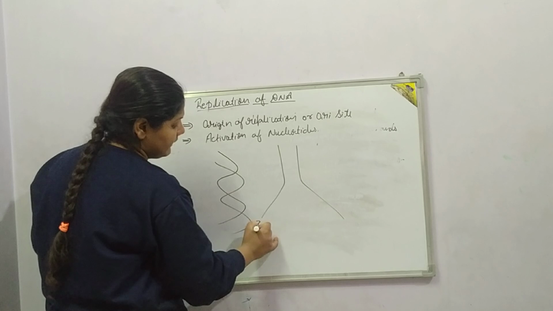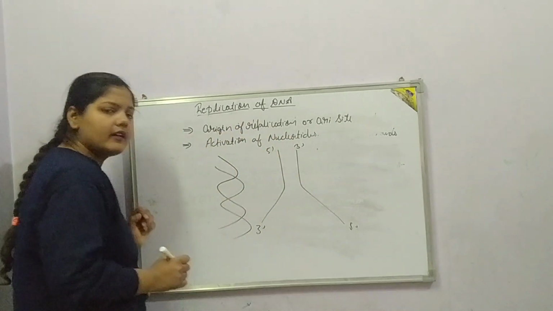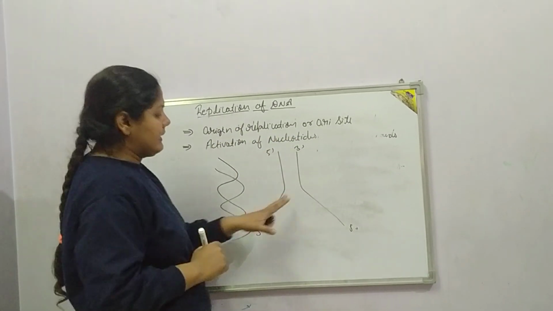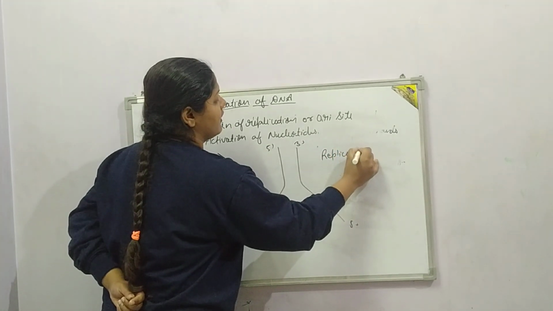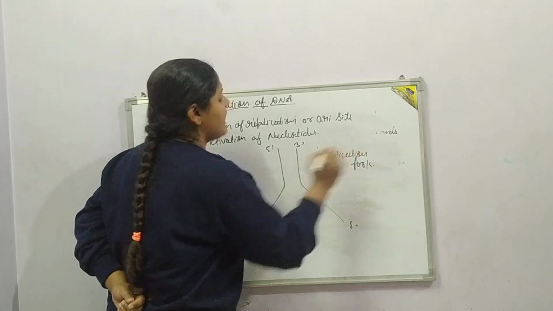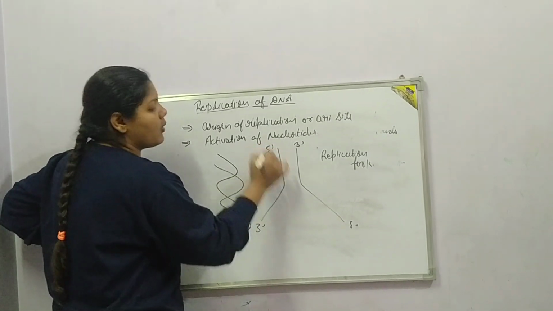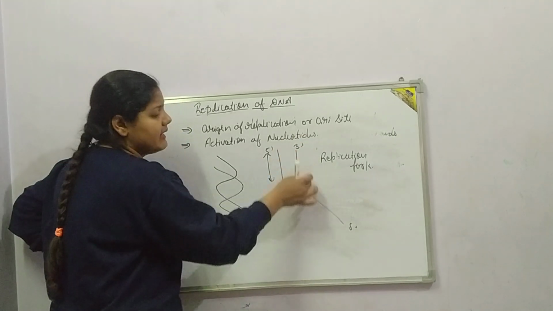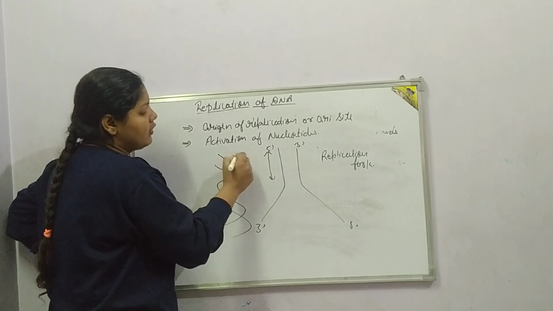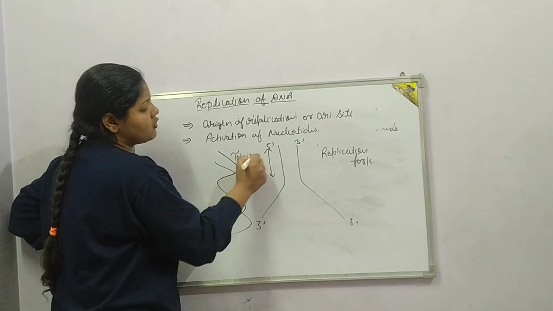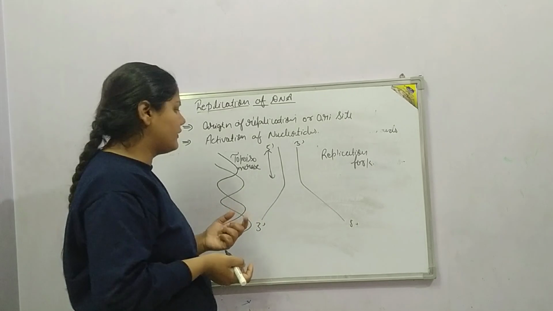Suppose this is the 3' to 5' strand and this is the 5' to 3' strand. They both are anti-parallel. This structure of DNA is known as the replication fork. The unwinding is done with the help of helicase, and prevention of supercoiling: this is unwinding, and this is the non-supercoiled end of DNA. So here topoisomerase functions for preventing the supercoiling of the other strand of DNA.